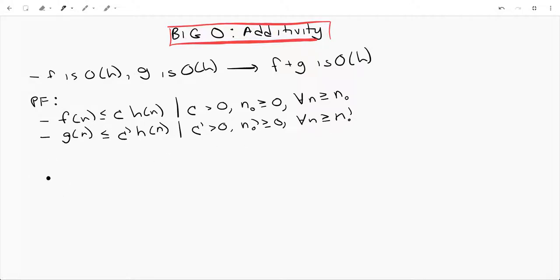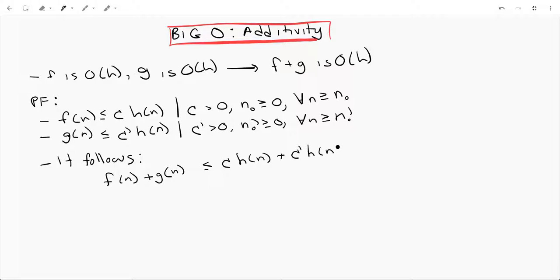And now we're going to say it follows. This one's honestly a little more clear than the transitivity proof, because this is a little more straightforward, just algebra. So we're gonna just add our functions together, and then we're gonna add our upper bounds together. So c times h of n plus c prime times h of n.